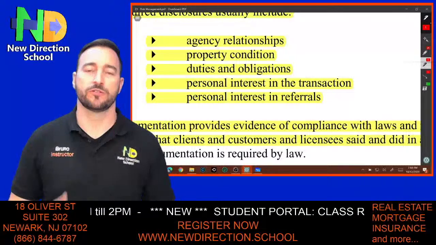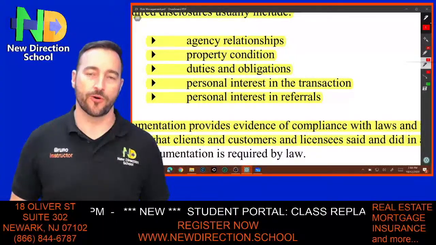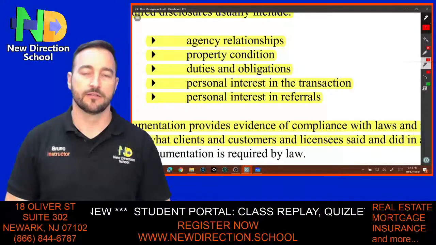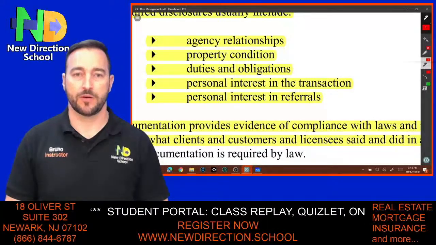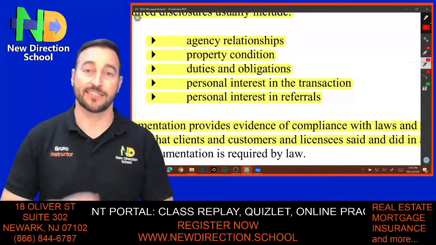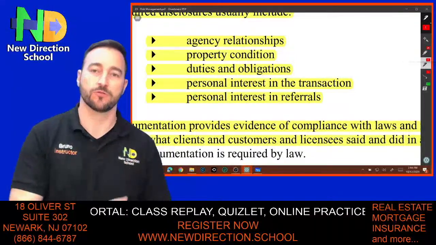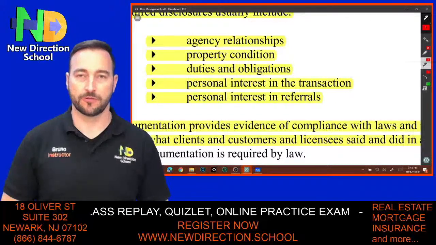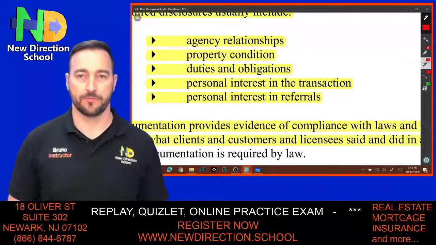So disclosure. You want to reduce the risk, so disclose as much as you can, right? Even if it kills the deal. If it's mandatory disclosure and disclosing will kill the deal, it's preferable to do that than to get sued, okay?